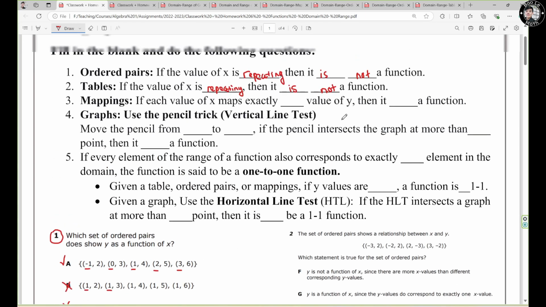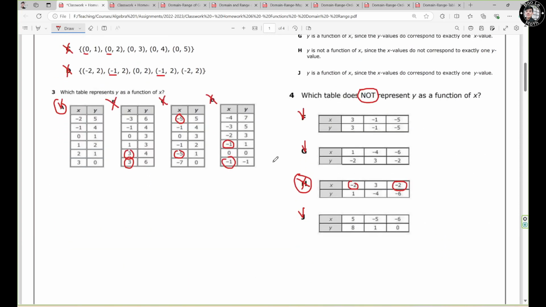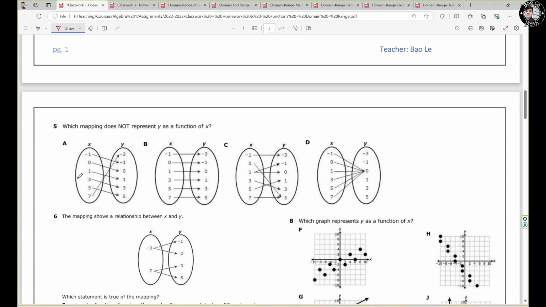Now we're going to move on to the next one, mappings. If each value of x maps to exactly one value of y, then it is a function. We take a look at the map right here. Each value of x has only one line pointing to the y values on the right-hand side, so this is a function.